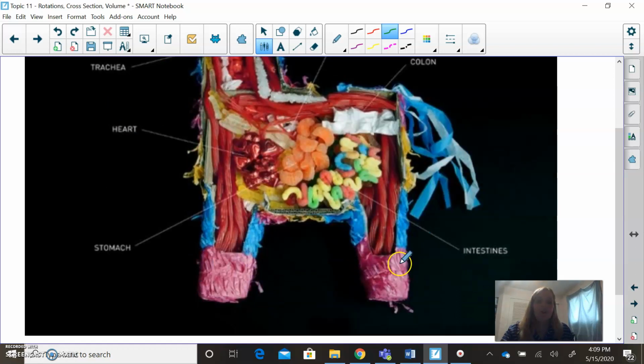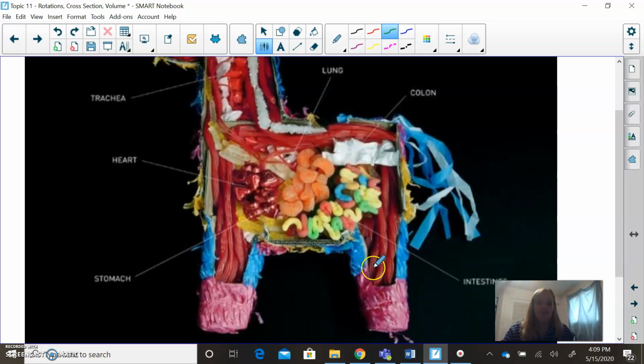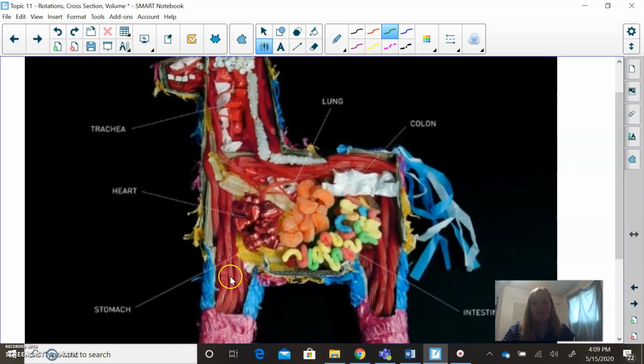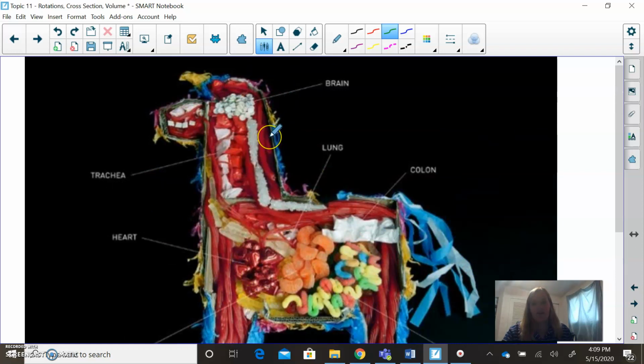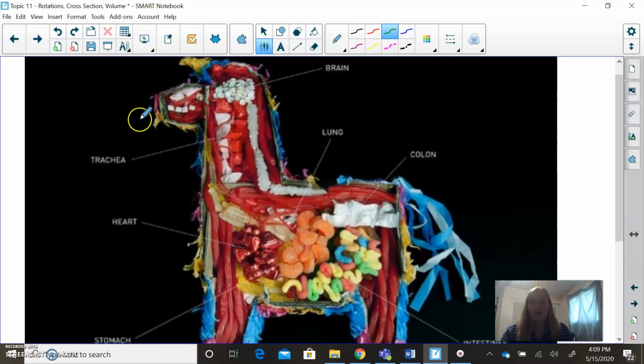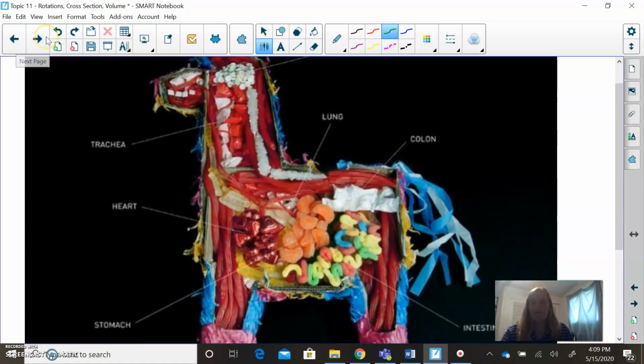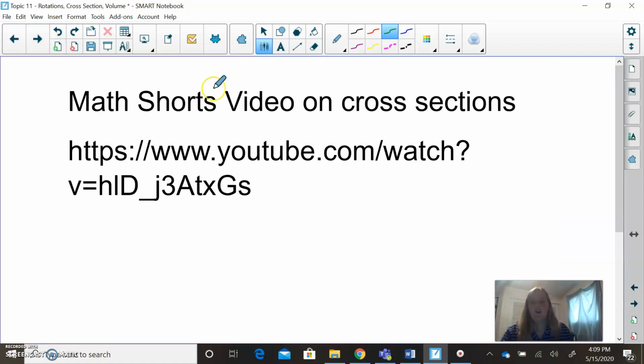Esther is funny. So, this is a piñata filled with candy. And they actually put it in the shape of all the different organs, right? And they just cut it in half. So, this is your cross-section of a candy-filled piñata. Awesome. Thanks, Esther.